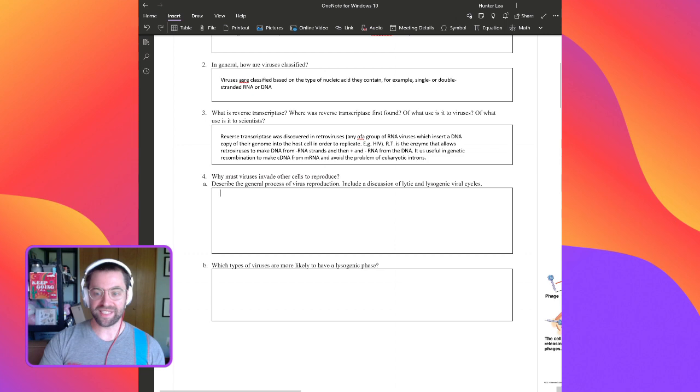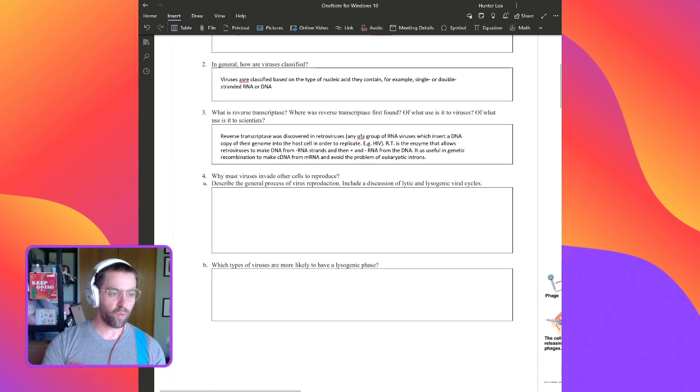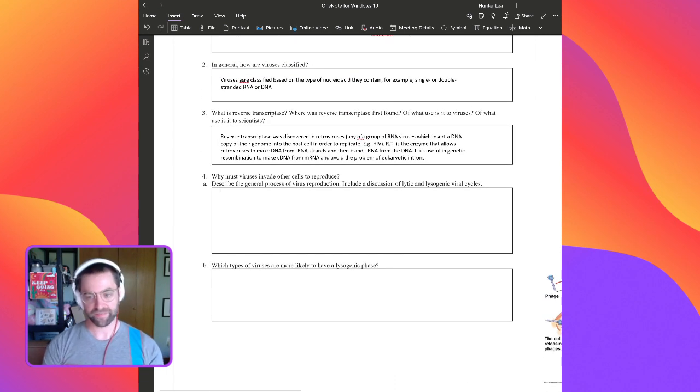So why must viruses invade other cells to reproduce? We've mentioned that this is necessary. It's an obligate intracellular parasite. But why? Why is this necessary? Describe the general process of virus reproduction and include discussion of the lytic and lysogenic virus cycles.